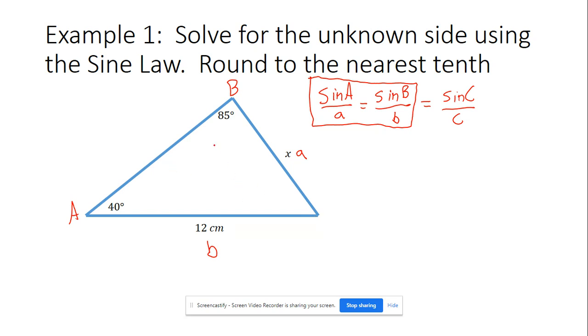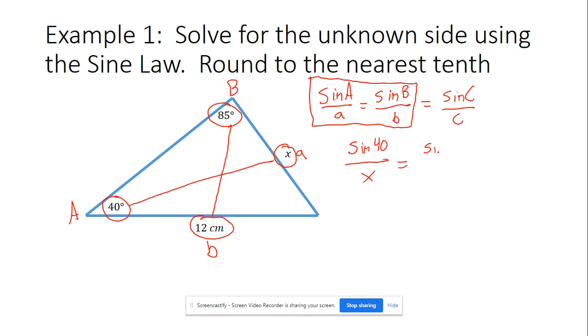So the way I set these questions up is I call it the barbell method. What I mean by that is I circle an angle and then draw a line to the opposite side, and then I circle this angle and this side length and draw a line between them like that. It's called the barbell method because, like I said, this looks like a barbell when you're lifting weights, and so does this one over here. So what we have is sine 40 over x equals sine 85 over 12.